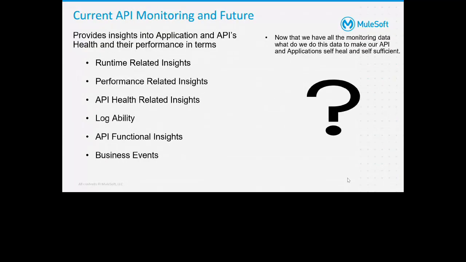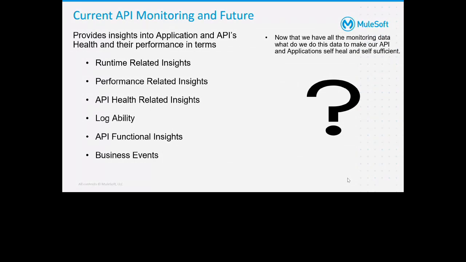So current API monitoring and where are we heading towards, right? We monitor for runtime related insights, performance related insights, API health related insights, logability, and basically what kind of logs you can write, how long you are keeping your logs, and all of that. And then there are some API functional insights, and then business events, as I said.